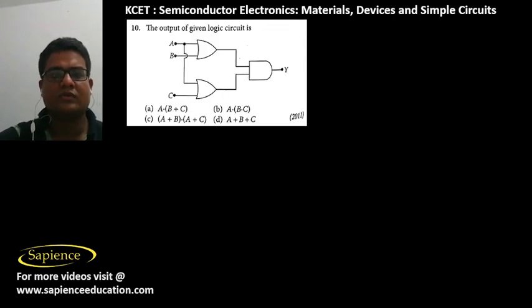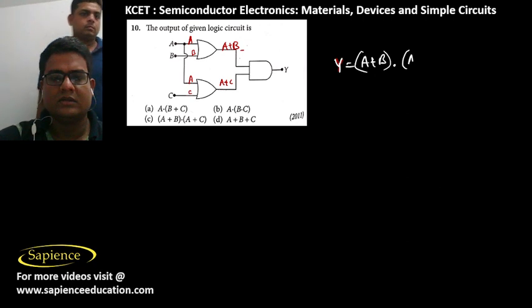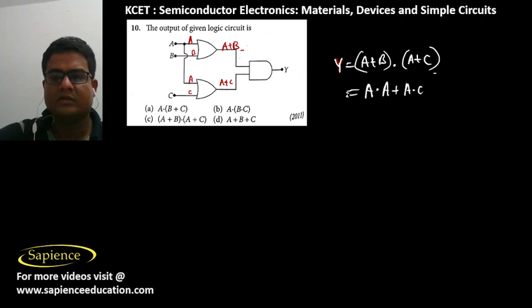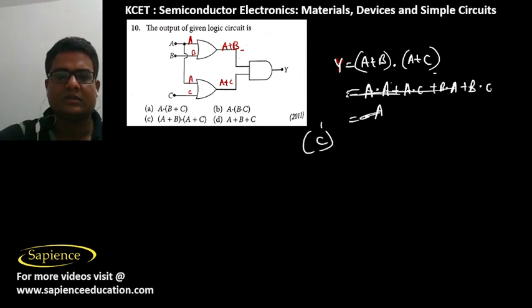Question number 10, it is told the output of the given logic circuit is. So here, this is A, this is B, so this is A or B, this is A, this will be A or C, and here, so this will be A or B and A or C. Y will be equal to A or B, since this one is AND gate, A or B and A or C. This will be equal to A and A plus A and C plus B and A plus B and C. So A and A, that will be A. So this will be A plus B and A plus A and C. So option C is the correct answer.